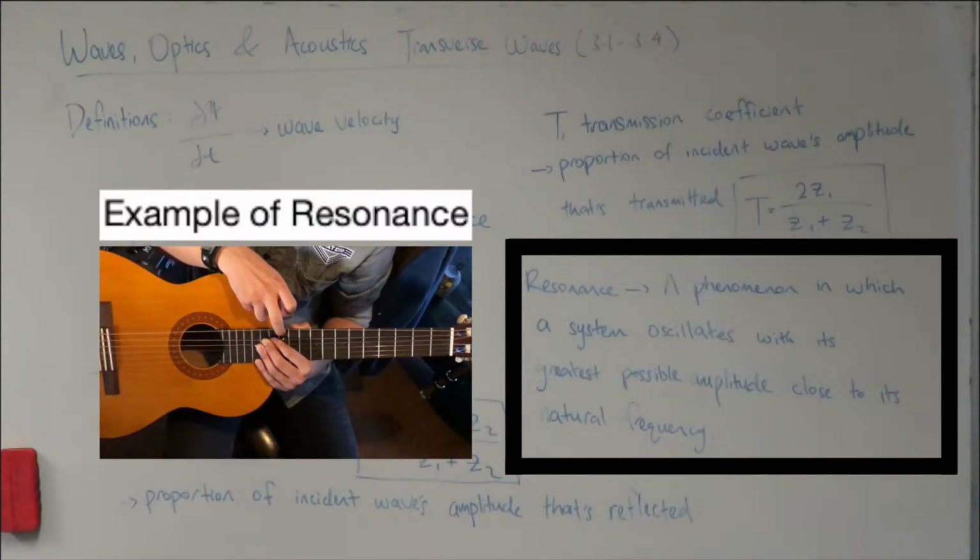Resonance is a phenomenon that occurs when a system oscillates with its greatest possible amplitude close to its natural frequency.